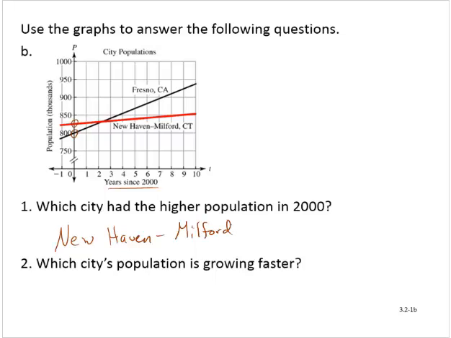Which city's population is growing faster? So notice that the steepness of the Fresno line is greater than the steepness of the New Haven-Milford line. And if we just look at, maybe, year 10, so in year 2010, notice that Fresno now has a higher population than Connecticut, New Haven-Milford. And so if we think of that, Fresno must have been growing at a faster rate. But we can just look at the lines themselves and see the steepness of the lines. And so Fresno's population is growing faster.